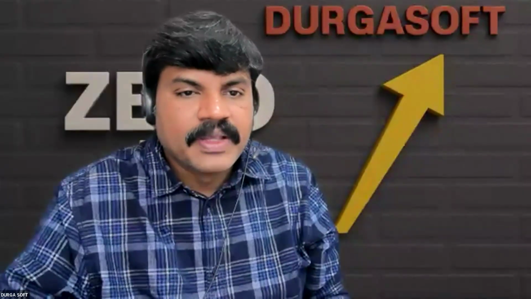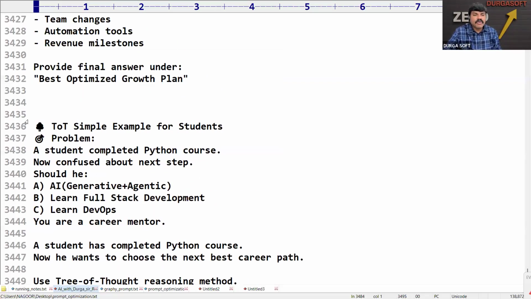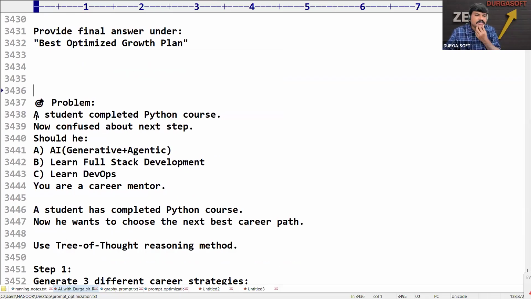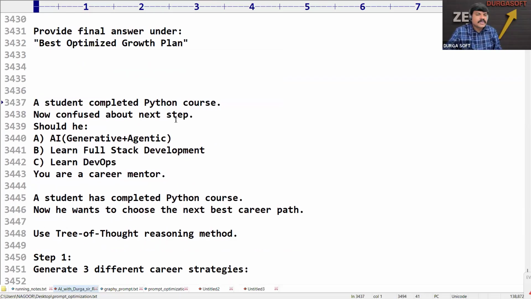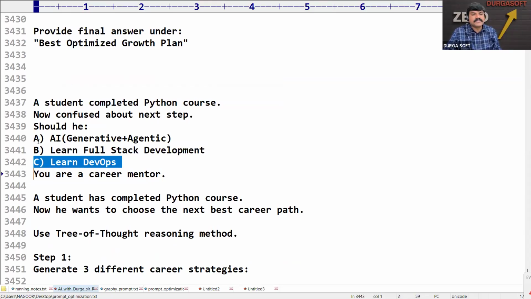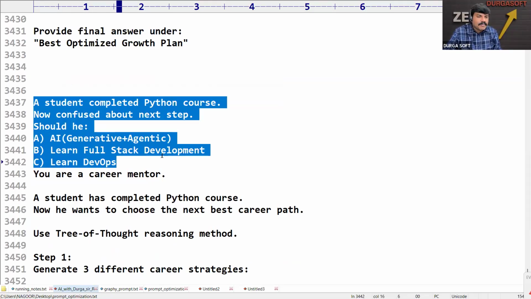Sir, here let me go for a simple example to understand. Another example, have a look once. Beautiful example. Here, what's my problem is, have a look once. A student completed a Python course. Now confused about the next step. Should be generative AI or agentic, learn full stack development, or learn DevOps. So this is the common problem for the student, right? At a certain stage, you have this type of confusion, right?